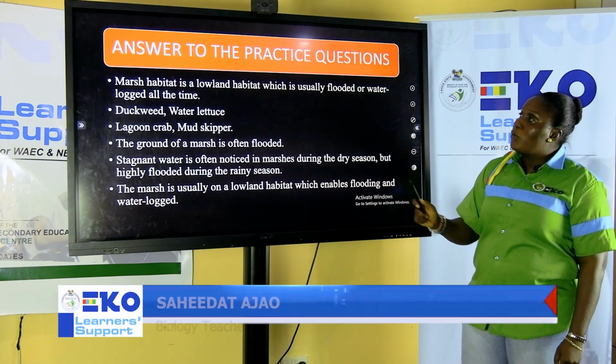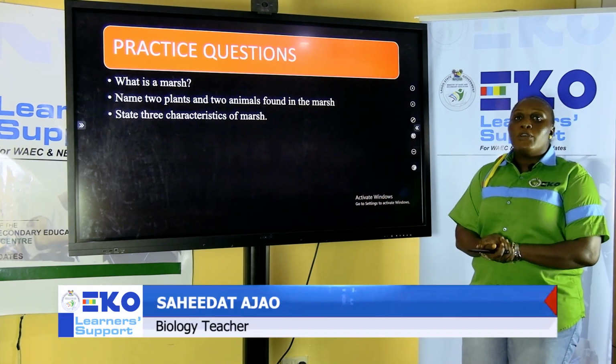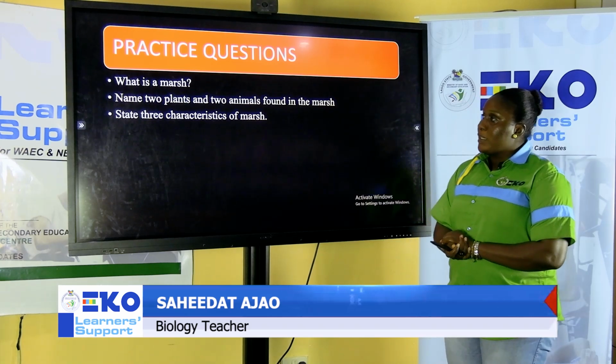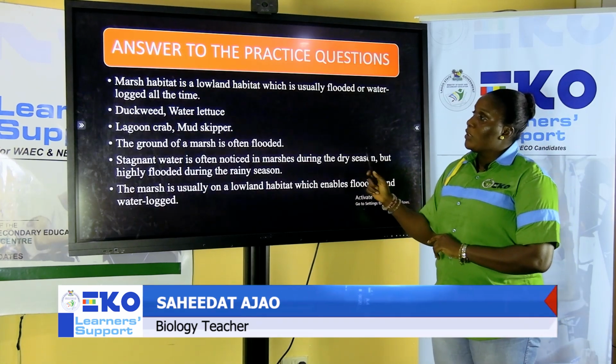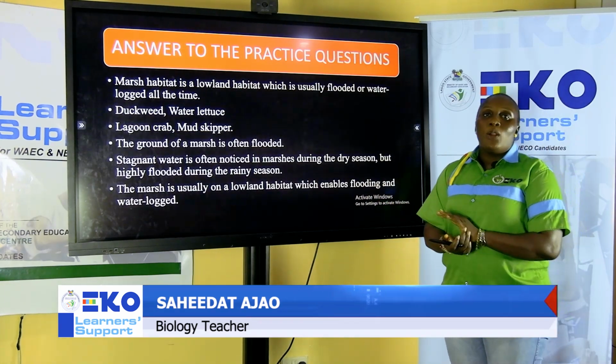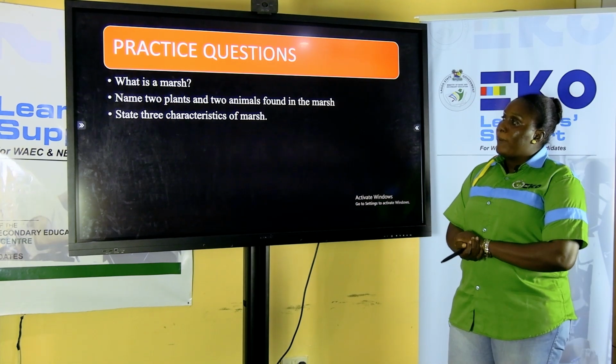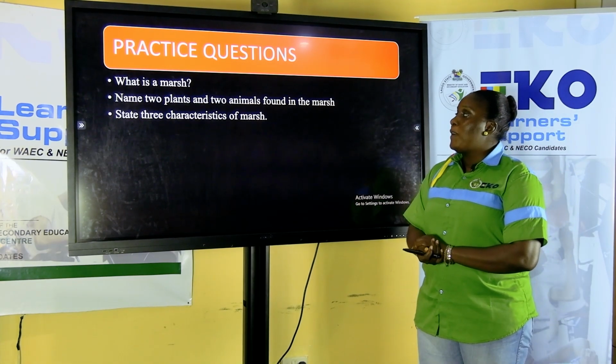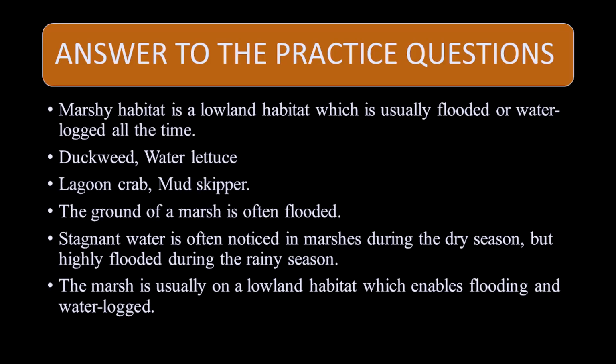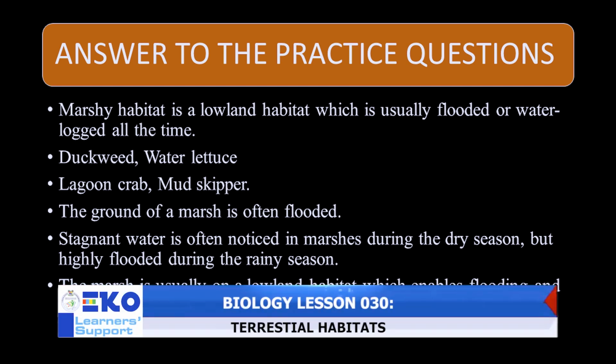Alright, so let's go through these questions together and you can cross-check with what you have written down. What is a marsh? A marsh is a lowland habitat which is usually flooded or waterlogged at all times. The next question says name 2 plants and 2 animals found in the marsh. 2 plants, we have the duckweed and the water lettuce. 2 animals, we have the lagoon crab and the mudskipper.